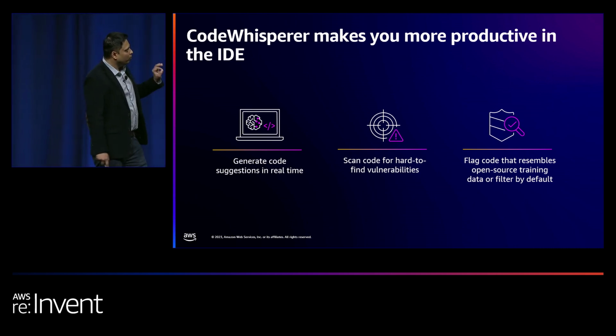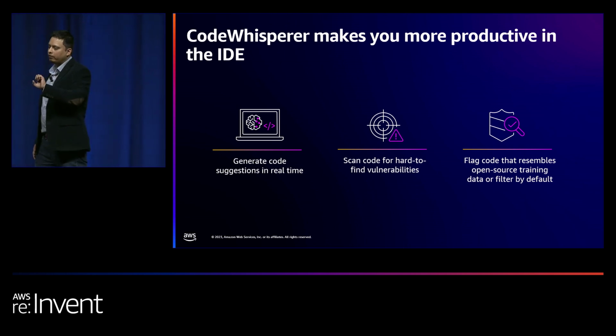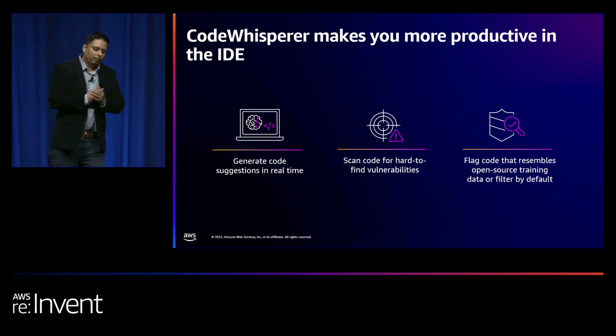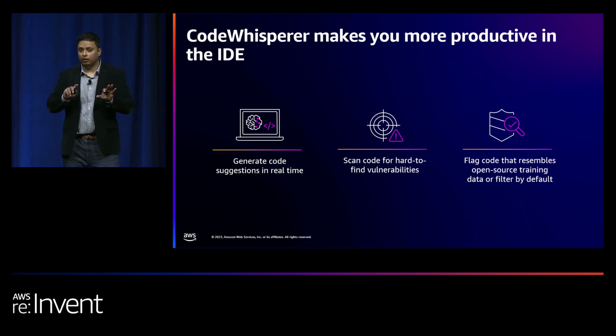So it makes you more productive in your IDE. We'll start our conversation with the IDE first, and then we'll go to other places where you spend time. But CodeWhisperer generates code in real time. So as you're typing, it looks like autocomplete on steroids, right? So instead of giving you one line or one word, it gives you the next 20 lines of your code.